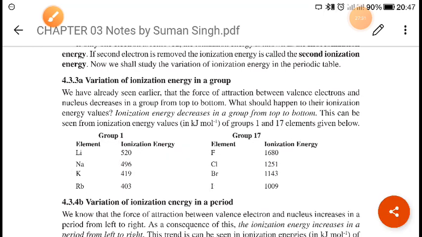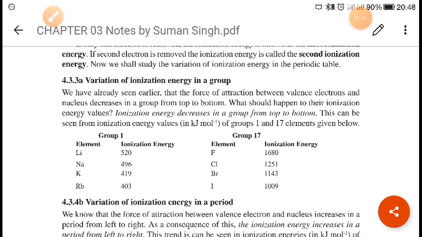Now next we will see variations. When we talk about the variation of ionization enthalpy across the period, always remember that in general, the ionization energy increases with the increase in atomic number across the period.